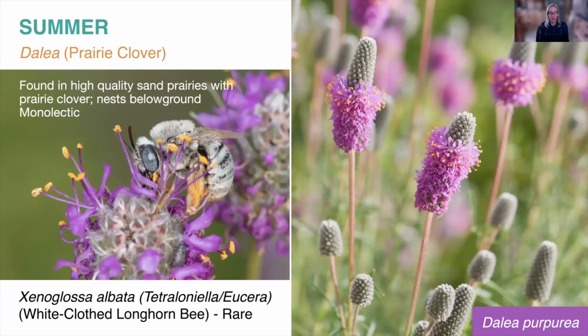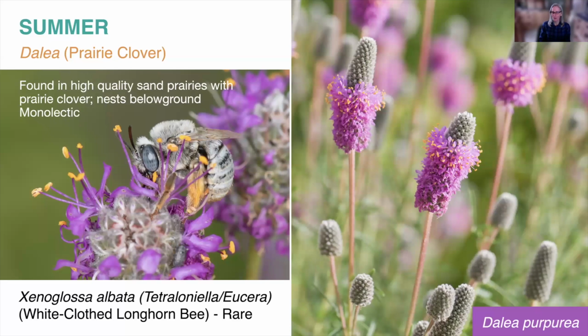Another very rare prairie clover specialist, and this is a monolectic specialist. It's sort of this bee is in taxonomic purgatory. It has been classified in the Tetraloniella genus and then was moved to Eucera. And then I think less than a month ago, it then got transitioned to the genus Xenoglossa along with some squash bees. But it's called the white-clothed longhorn bee.